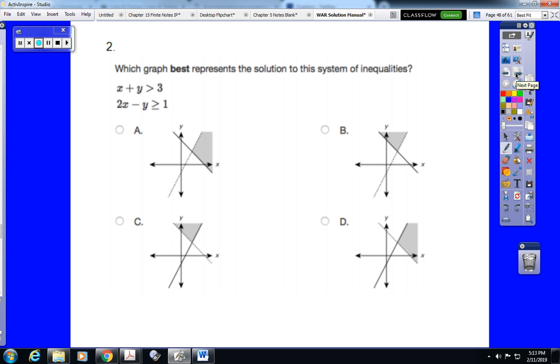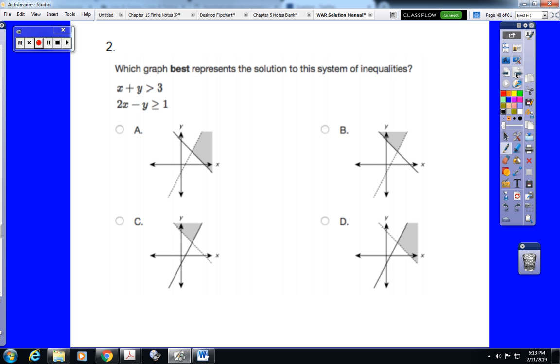This one's kind of a real important one. Here, notice that none of these graphs are labeled, but we're supposed to tell which graph best represents the solutions to this particular system of inequalities: x plus y is greater than 3, and 2x minus y is greater than or equal to 1.